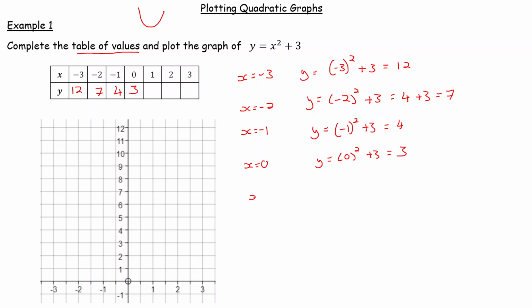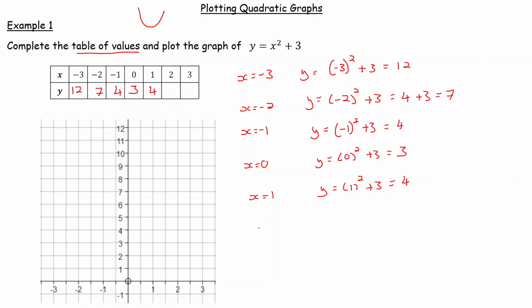X is 1, and when you get good at this, you can just begin to do it in your head, but I will write it out just to show you what is going on. X squared, x is now 1, so we're doing 1 squared, add 3. When you're substituting in a positive number, the bracket isn't as important, but it's good practice to leave it in there. 1 squared plus 3 is equal to 1 plus 3, which is equal to 4, so that's our y value for this one.